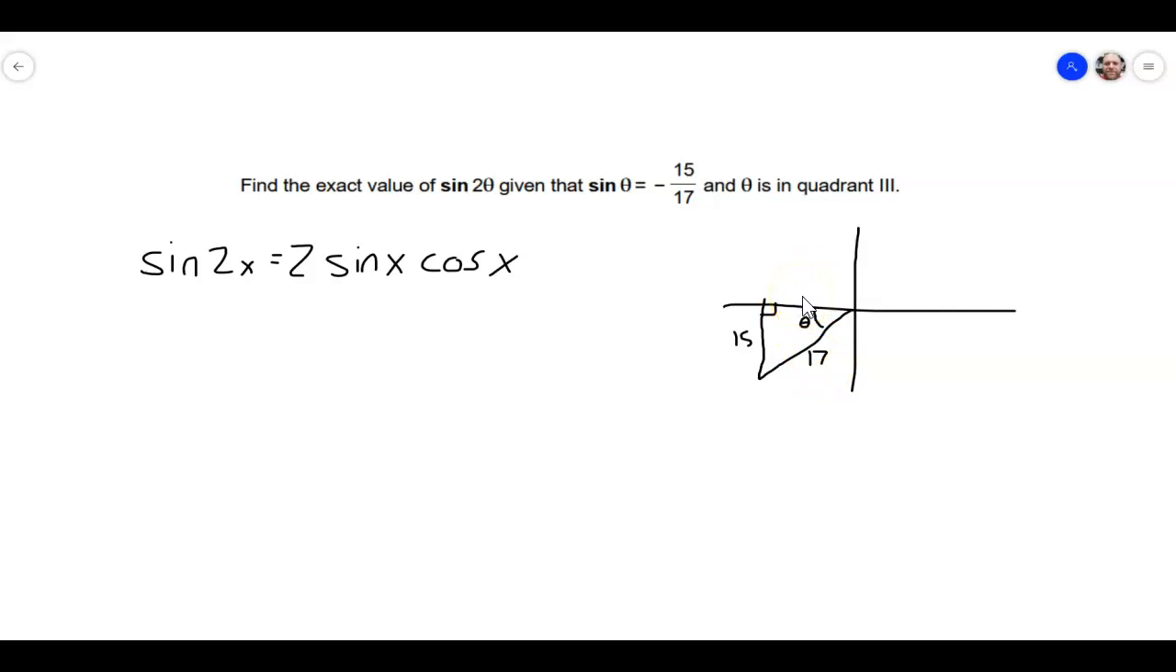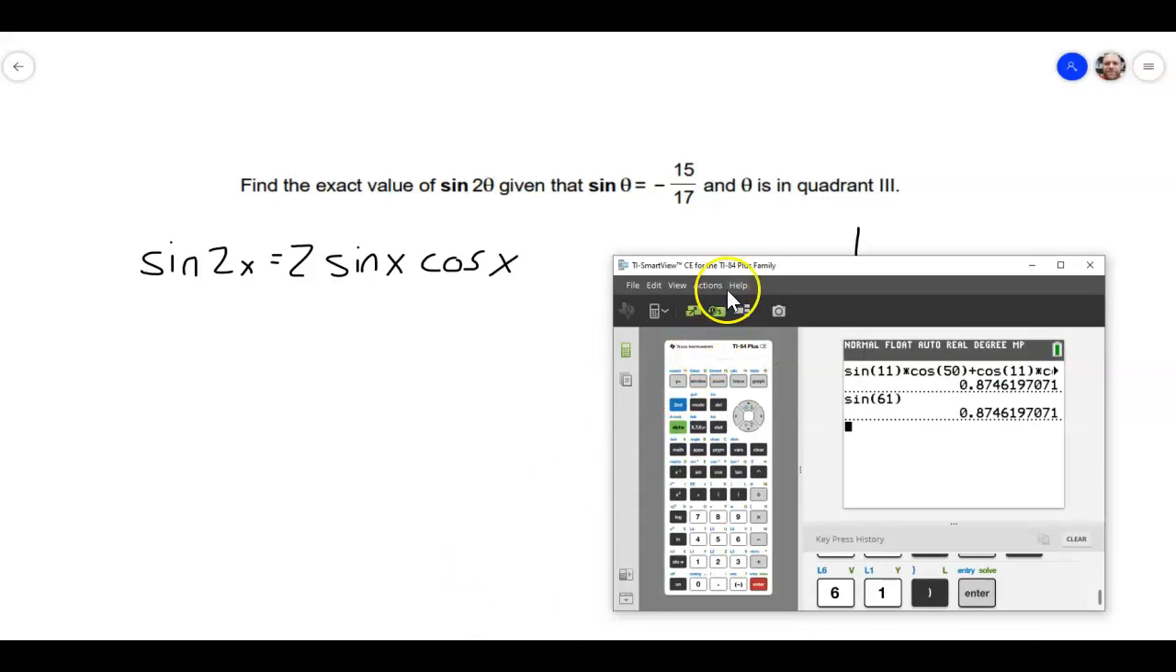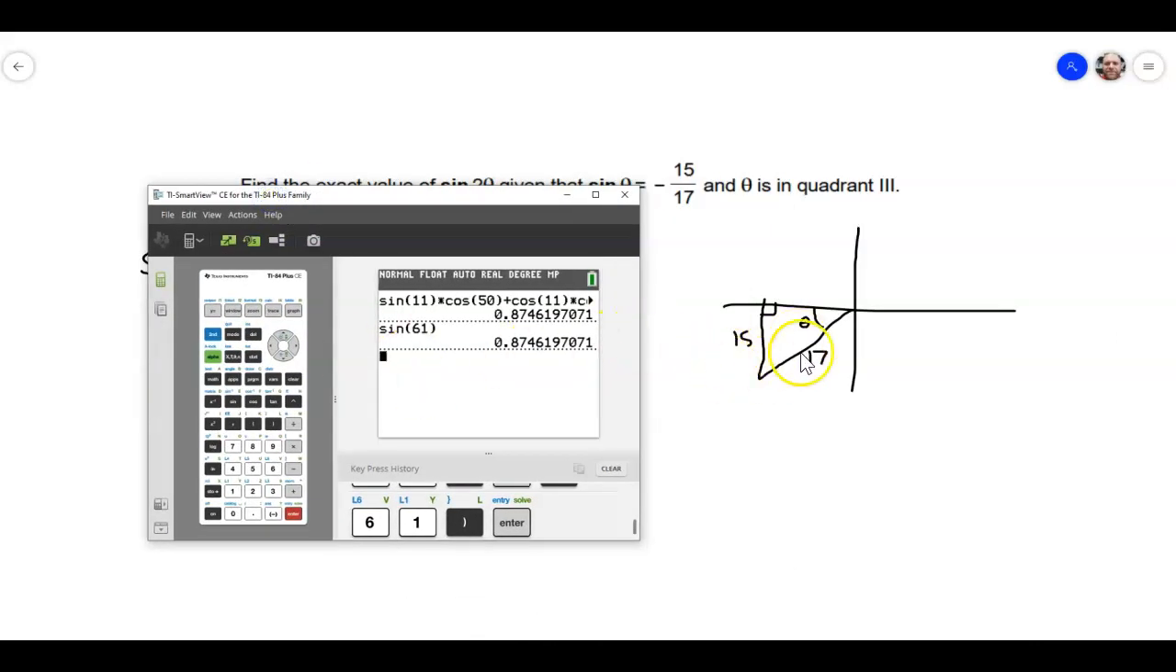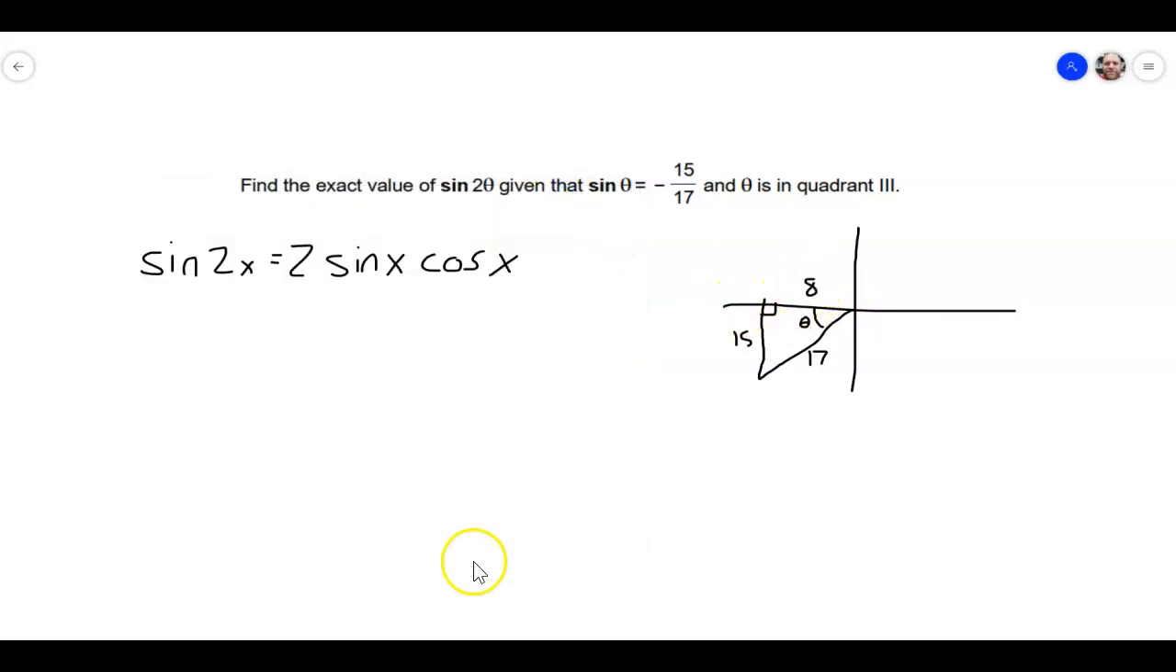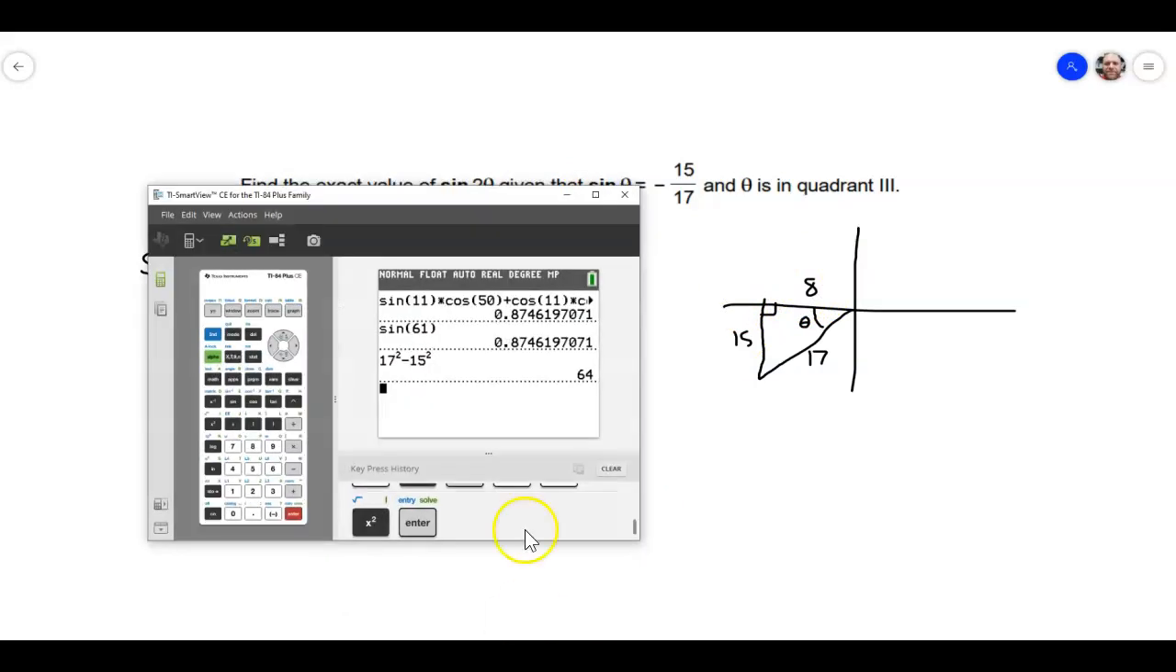So that is going to be, well, we know 17 squared minus 15 squared, right? So let me pull up my calculator here. So this is on my hypotenuse. 17 squared minus 15 squared is 64, so this is actually going to be the square root of that, which is going to be 8. Is that right? So this side is 8, and let's just double check, make sure that works.